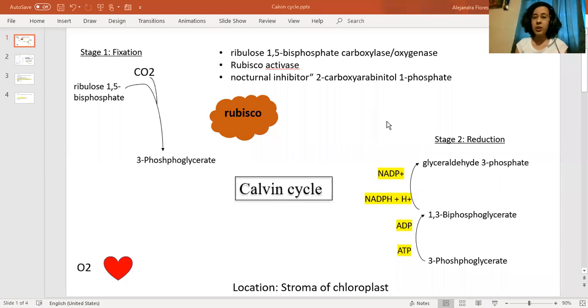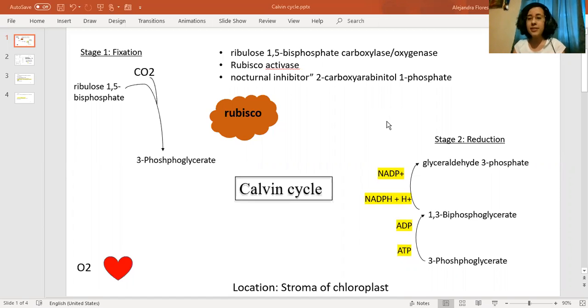Hello, today we're gonna talk about the Kelvin cycle. Plants undergo two types of reaction, light reaction and dark reaction. The Kelvin cycle falls into the classification of dark reactions. But this doesn't mean that it happens in the dark. What it means is that it doesn't require light.